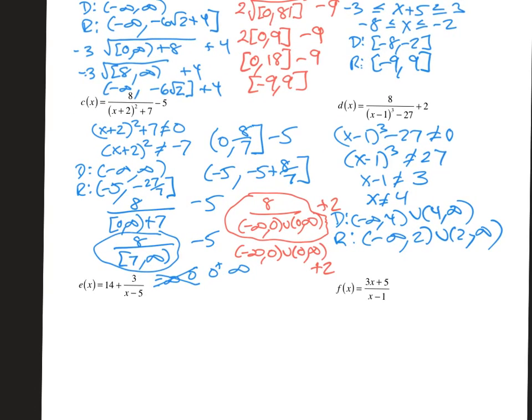Okay. Now let's look at e of x, which in some ways is definitely a simpler problem than the ones we just did, c and d. All right, so the only issue is the denominator. I can't have x minus 5 be 0, so the domain means it can be anything but 5. And the denominator here can take on any value but 0. So like the previous problem, this fractional piece can take on anything but 0, because the only way a fraction can be 0 is if the numerator is 0. So adding 14 to that means the range can be anything but 14.